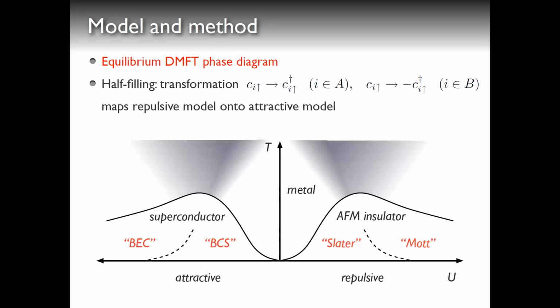Also, at half filling, there is a transformation which allows us to map the repulsive Hubbard model onto the attractive Hubbard model. And so the phase diagram on the attractive Hubbard model side looks exactly the same, but in this case, antiferromagnetism is replaced by s-wave superconductivity, and this Slater to Mott crossover is replaced by the BCS to BEC type crossover in the superconducting phase.